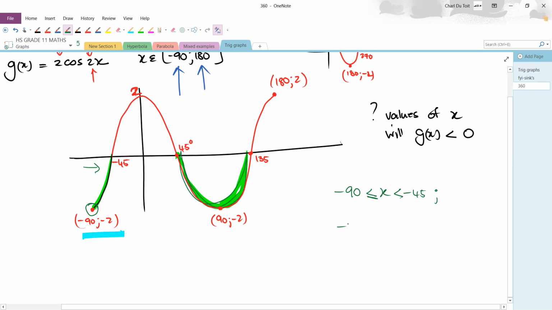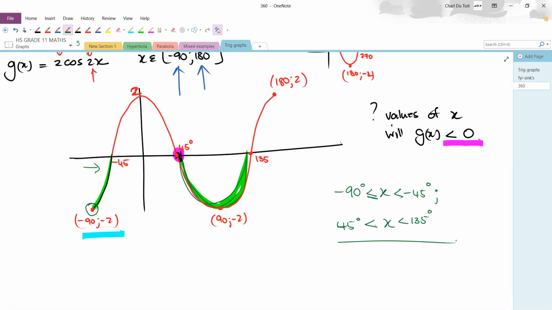The other section is this green section here. This starts at +45 and it ends at 135. So your x values must be larger than 45. If it's not larger, it's equal to 0. Remember, when it's exactly 45, the graph will be 0 or on the x-axis. It's not allowed to be 0. It's only allowed to be smaller than 0. And the other value is smaller than 135. Okay, look at that and say if you understand what they're doing there.